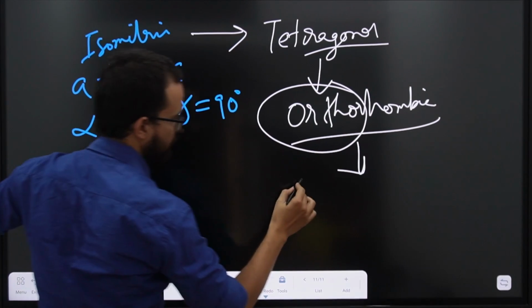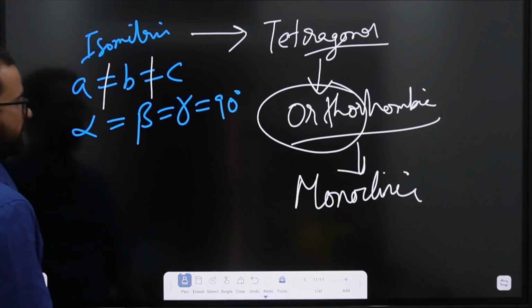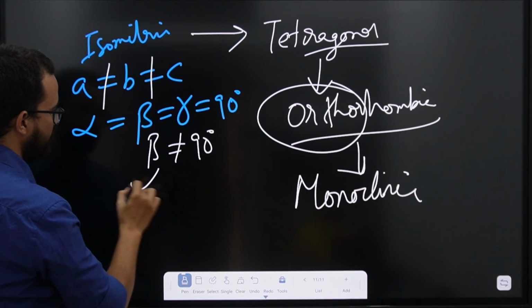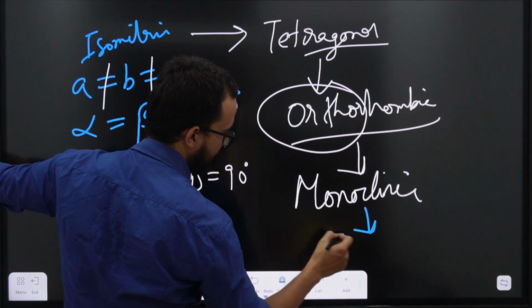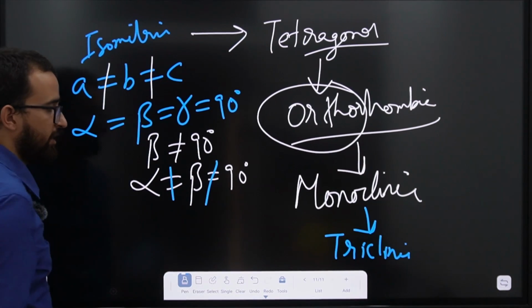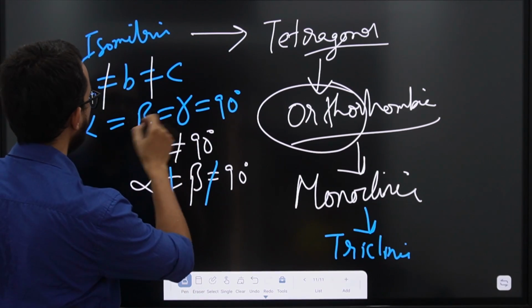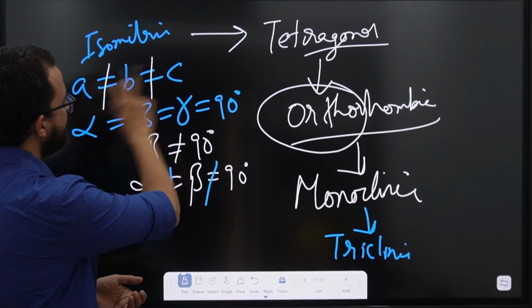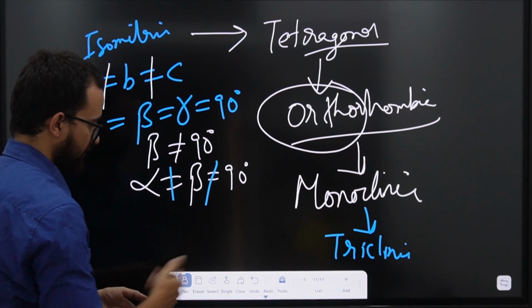Next, what did you do? You moved to the monoclinic. In the monoclinic, what did you do? You made one of the angles not equal to 90 while keeping the two angles at 90 degrees. Then you reduced the symmetry even further and you landed with the triclinic system with all the angles at not 90 degrees. Okay, so this is what you land up with in the triclinic. You started with everything equal, all the angles equal, all the lengths equal. In the triclinic, neither the lengths nor the angles are equal.